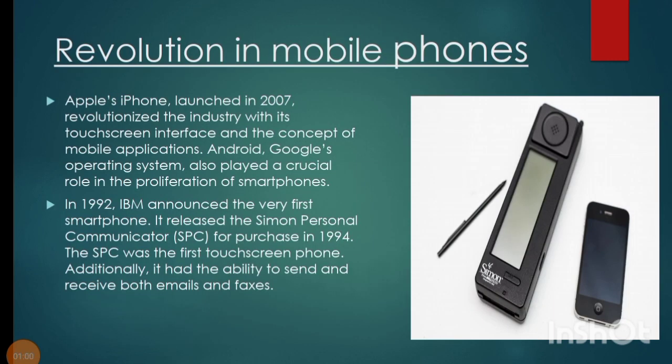Revolution in mobile phones. In 1992, IBM first announced a touchscreen phone. It was the Simon Personal Communicator. The Simon Personal Communicator was the first touchscreen phone. It had the ability to send and receive both emails and faxes. After it, in 2007, Apple's iPhone was launched. It was a great revolution for the mobile phone industry. Google's Android operating system also played a crucial role in the proliferation of smartphones.